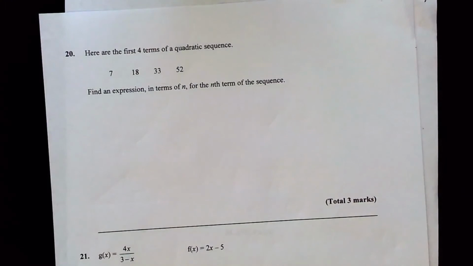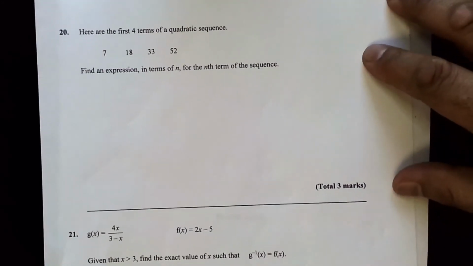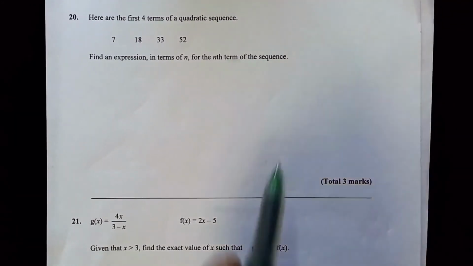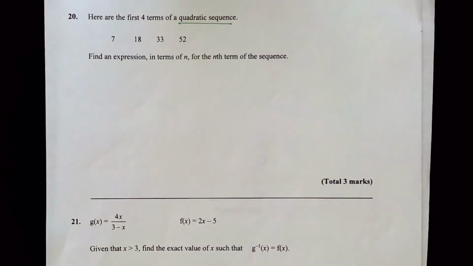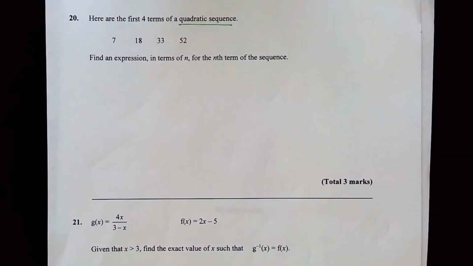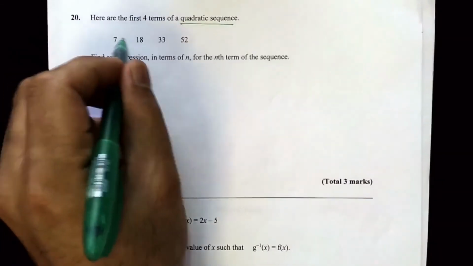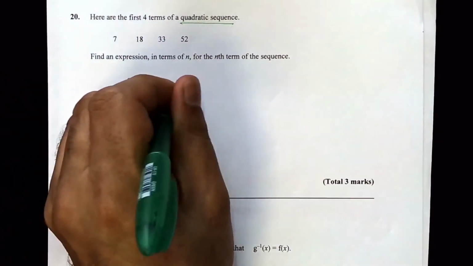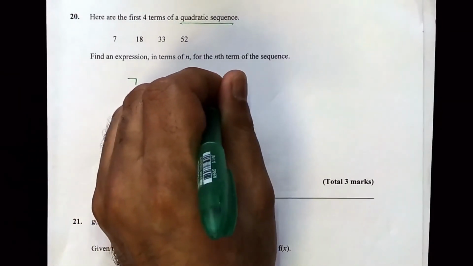Question 20 looks at quadratic sequences, and it reads, here are the first four terms of a quadratic sequence: 7, 18, 33, 52. Find an expression in terms of n for the nth term of the sequence. So first step, I'm going to list out the sequence.